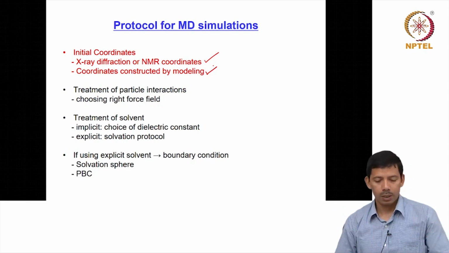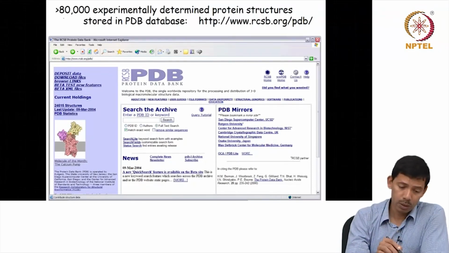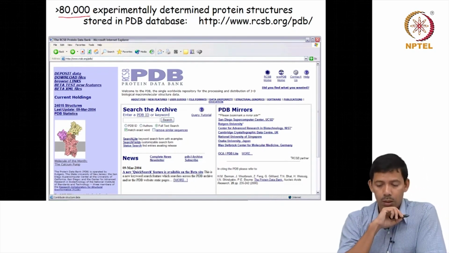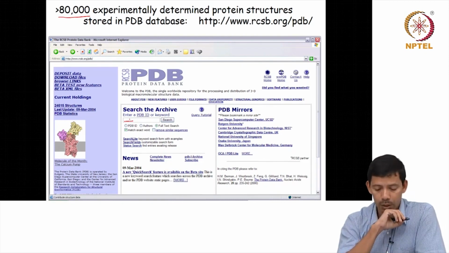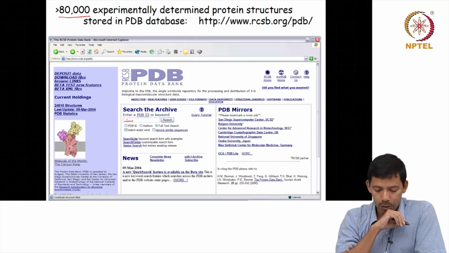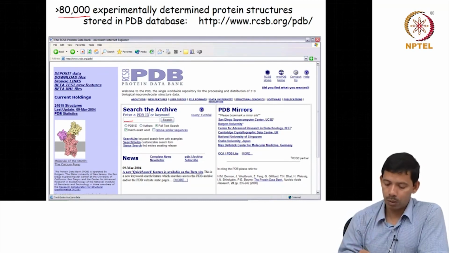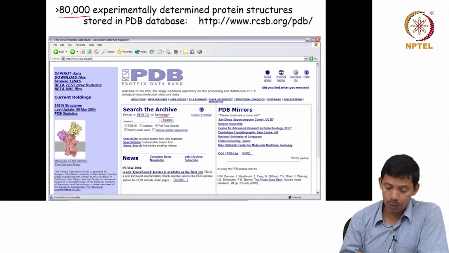As I said, the initial coordinates you can get from the Protein Data Bank. At the moment there are more than 80,000 experimentally determined protein structures available in the Protein Data Bank. You can search here with the PDB ID. Each of the deposited proteins has an ID given by the Protein Data Bank. You can either search with the PDB ID, or if you don't know the PDB ID of that particular protein of interest, then you can also search by a keyword.